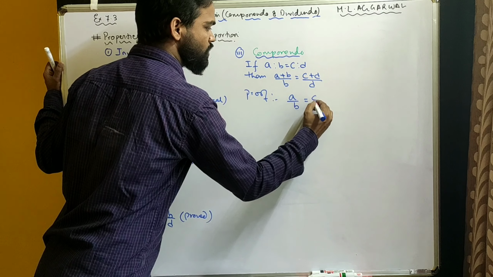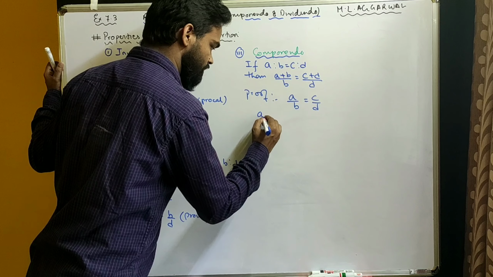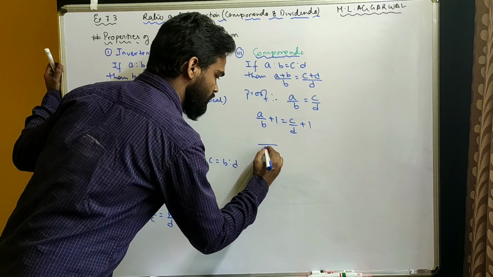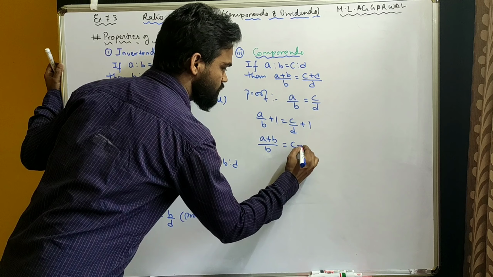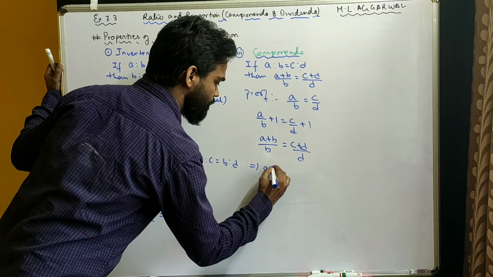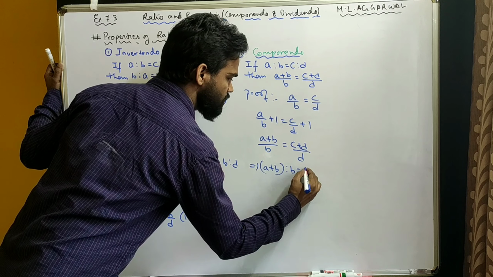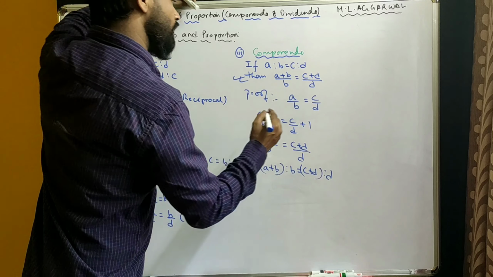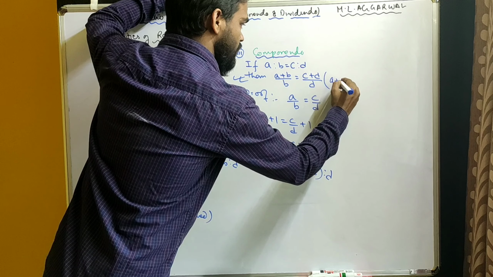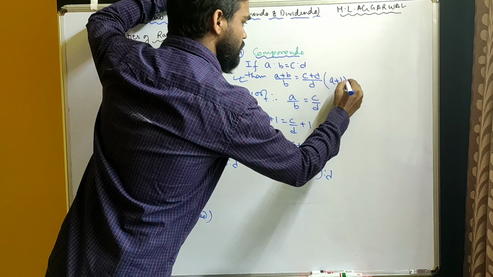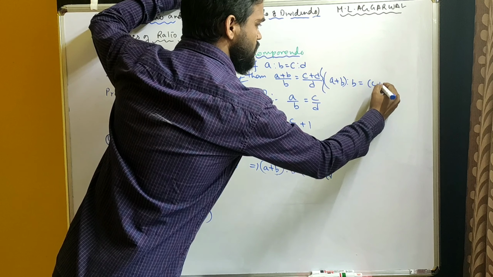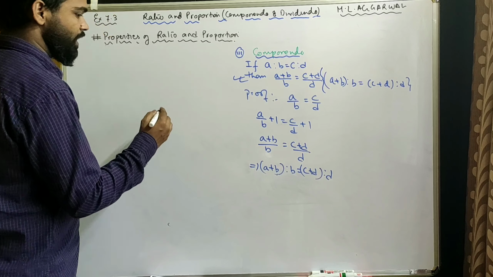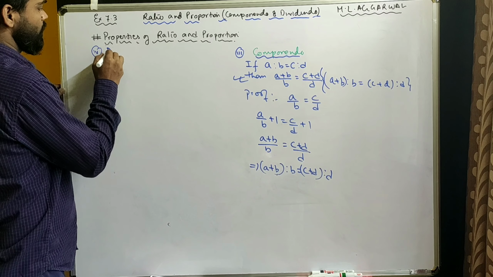Given A by B equals C by D, you add 1 on both sides. So it becomes this. If you take LCM, this is (A plus B) by B is equal to (C plus D) by D, which means A plus B is to B is equal to C plus D is to D. That is your componendo property. Done. Now let us look at number 4, dividendo.